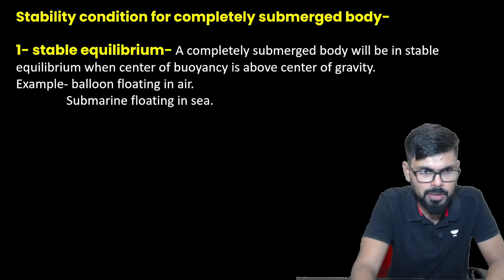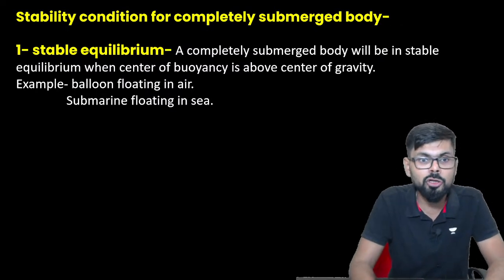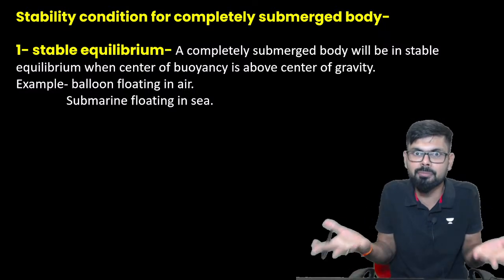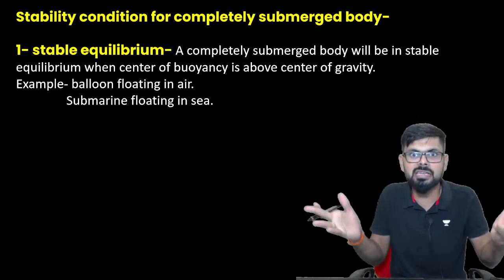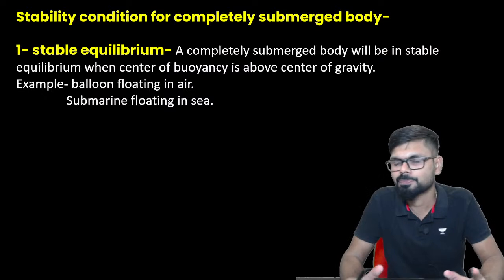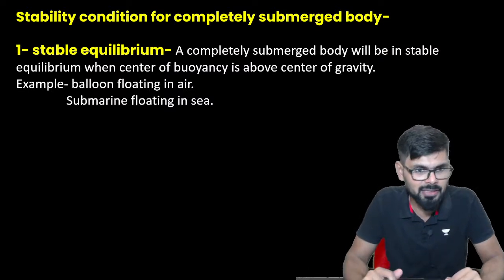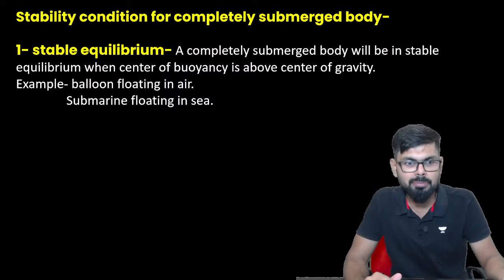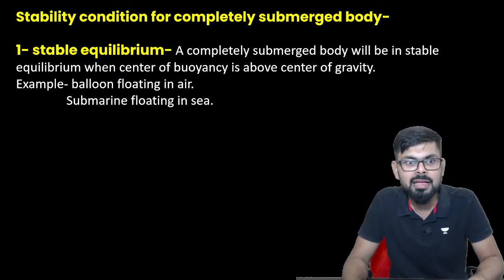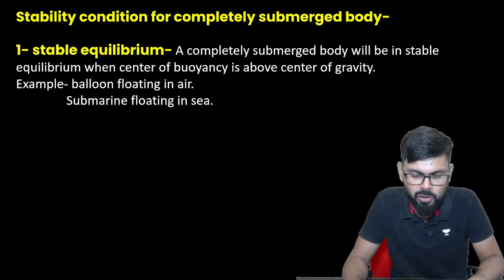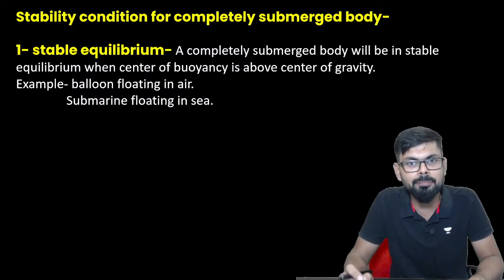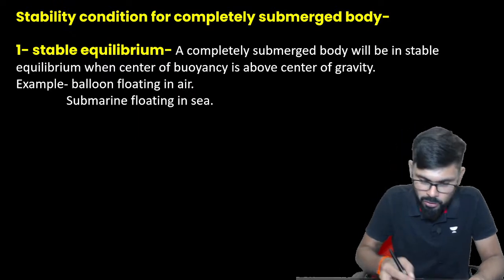Clear? Okay. Then first we were talking about the stability condition of a submerged body. Like a balloon, which is submerged in air. Submarines are basically submerged in the sea. So what is the stability criterion for stable equilibrium? For that, it's very easy. The center of gravity must be below the center of buoyancy.